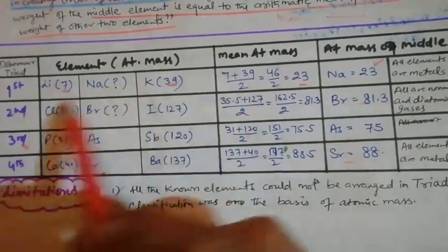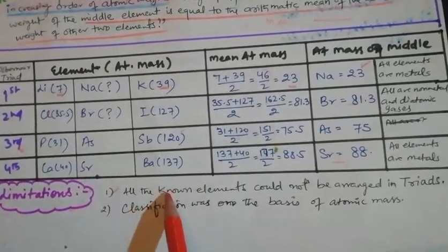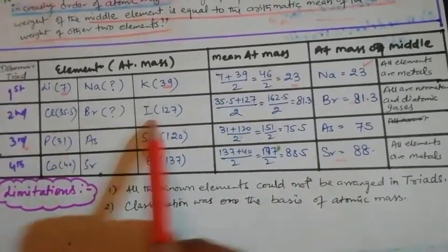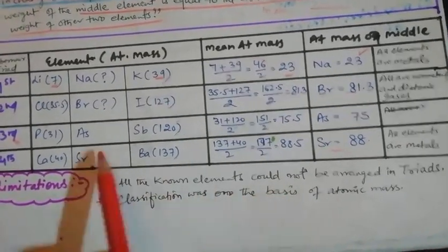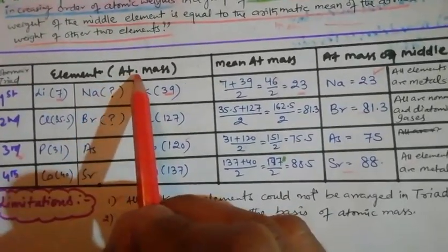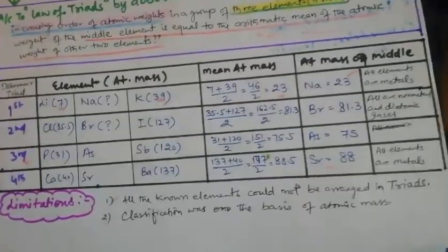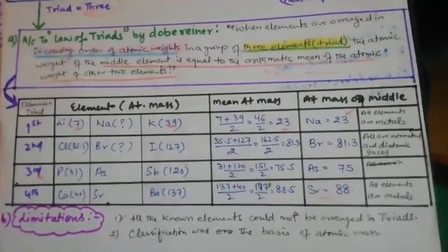There were so many elements discovered at that time, but he classified only very few elements, because the rest of the elements were not fitting in this system. Second, his classification was on the basis of atomic mass. As you know, in today's present periodic table, the classification is on the basis of atomic number. So this is the Dauvergne triads.